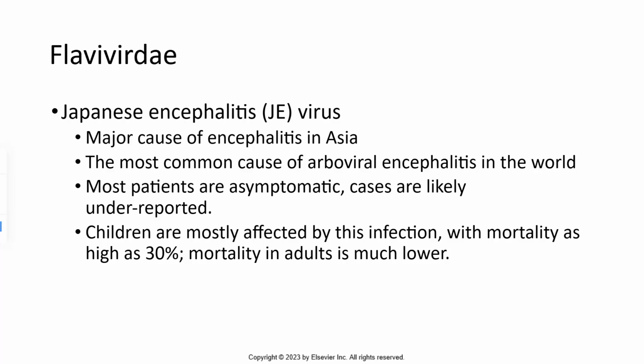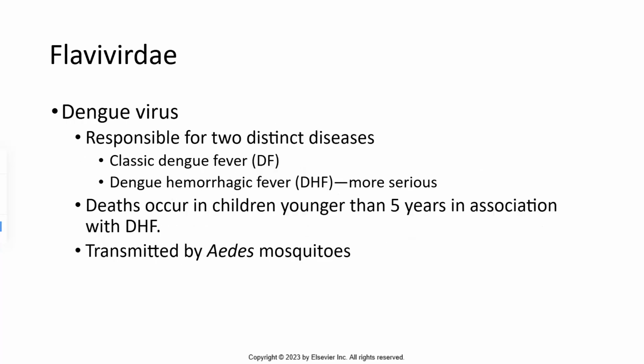Japanese encephalitis virus, or JE virus. Major cause of encephalitis in Asia. The most common cause of arbovirus encephalitis in the world. Most patients are asymptomatic. Cases are likely underreported. Children are most affected by this infection, with mortality as high as 30%. Mortality in adults is much lower.